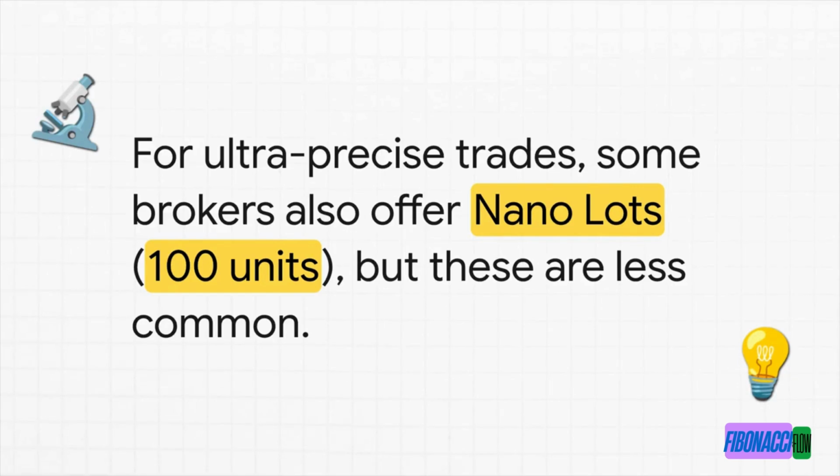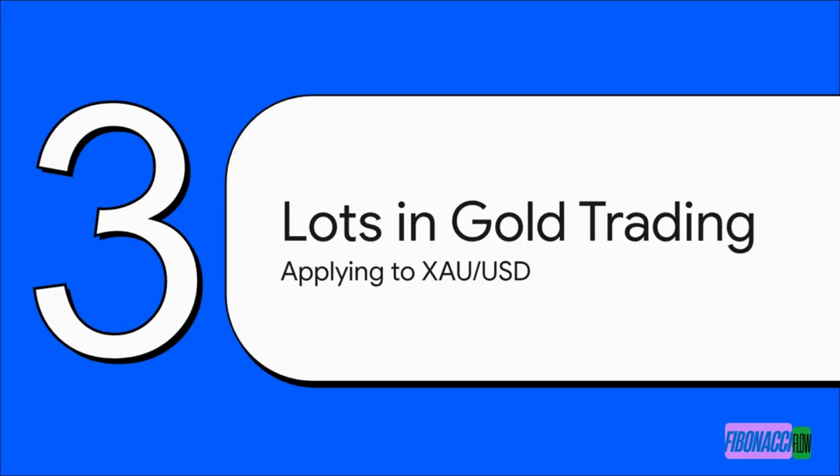And hey, just so you know, for those who want to get super precise, some brokers will even offer what's called a nano lot, which is just 100 units. But honestly, 99% of the time, you're going to be working with those big three: standard, mini, and micro. Okay, so that's how it works for currencies. But what happens when we start talking about something like gold? Well, the concept of a lot is exactly the same, but the thing we're actually measuring, that changes completely.